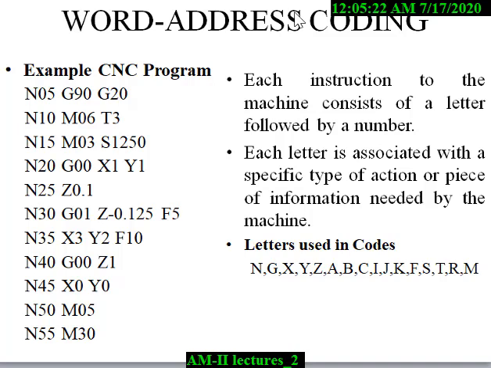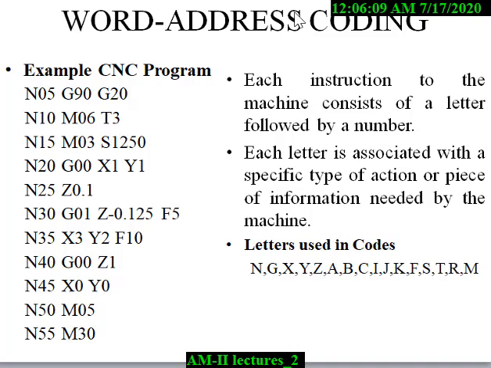G00 is used for rapid traverse. So either you can move the table or you can move the tool along the XY direction. You can move the tool in rapid traverse to X1 and Y1. Basically in the case of a drilling machine, the drill bit will be fixed, so you have to move the table. So G00 will instruct the table to move 1 inch in the X direction and 1 inch in the Y direction. The table will traverse with the maximum speed available on the servo motor of the table.